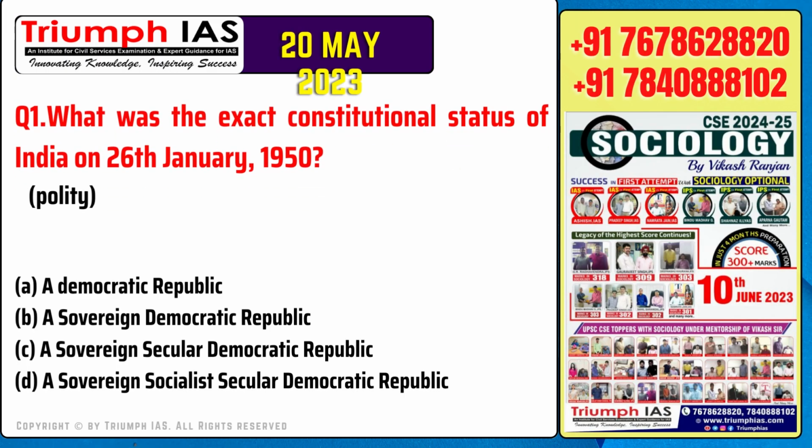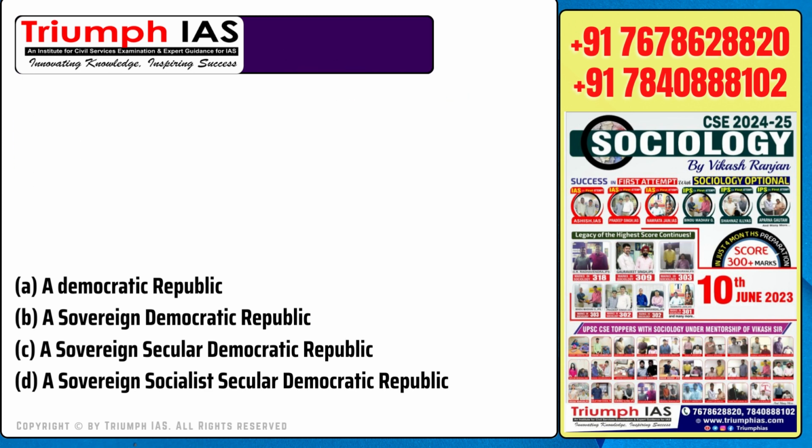Question number 1. What was the exact constitutional status of India on 26 January 1950? Option A. A democratic republic. Option B. A sovereign democratic republic. Option C. A sovereign secular democratic republic. Option D. A sovereign socialist secular democratic republic.